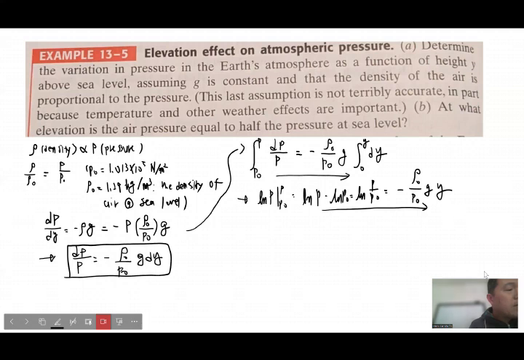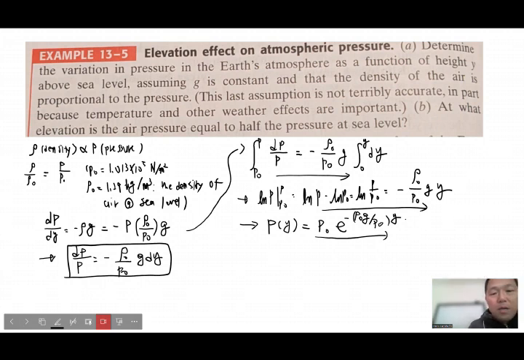Now we want to express this equation in terms of the density and the pressure at sea level. So the pressure P, as a function of y, is P naught times the exponential of minus rho naught over P naught times g times y. As you can see, the pressure decays exponentially with height y. As y goes higher, the pressure of the air just gets lower.